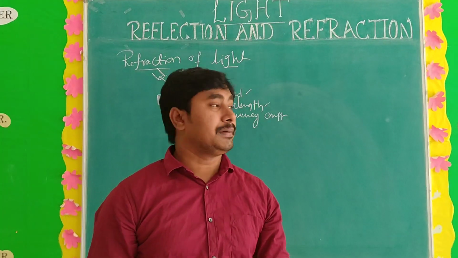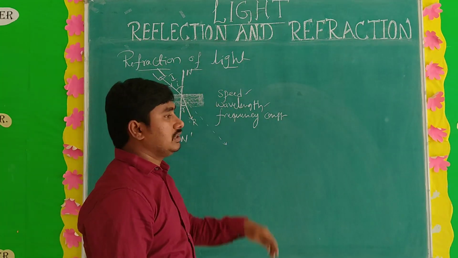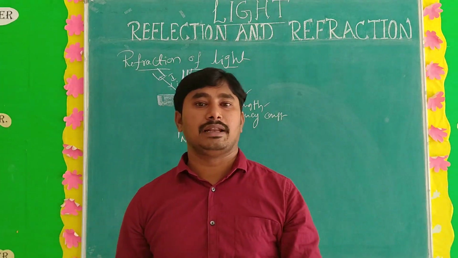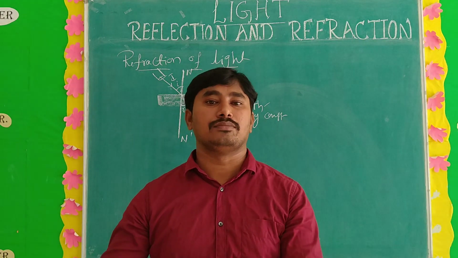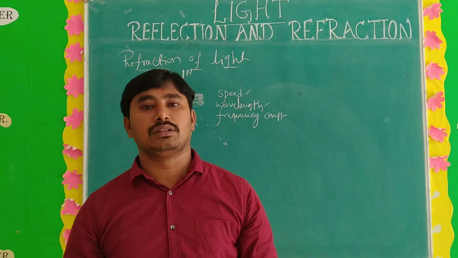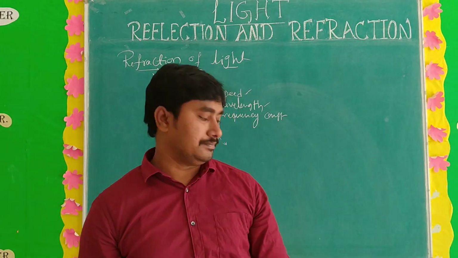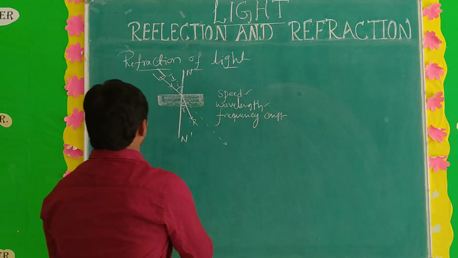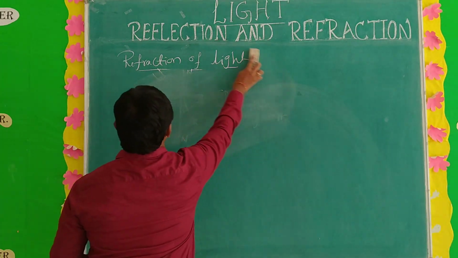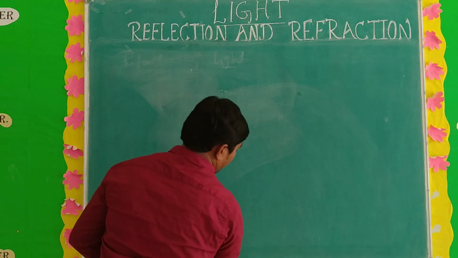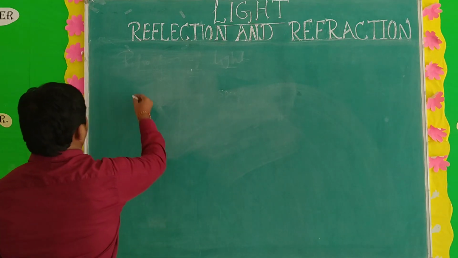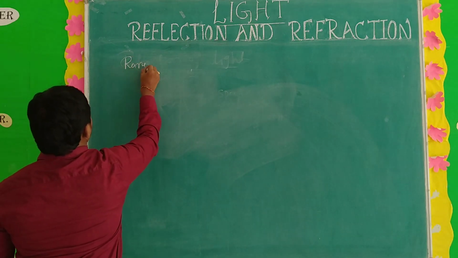Next, an important thing is how light travels from rarer to denser medium and from denser to rarer medium, and what you observe here. Before discussing that, what is the rarer medium and what is the denser medium? What is meant by rarer and what is meant by denser medium?